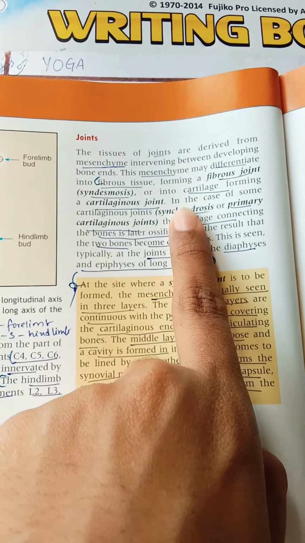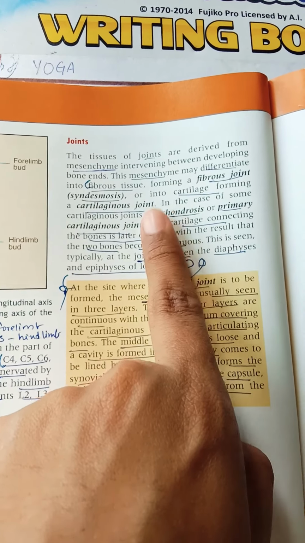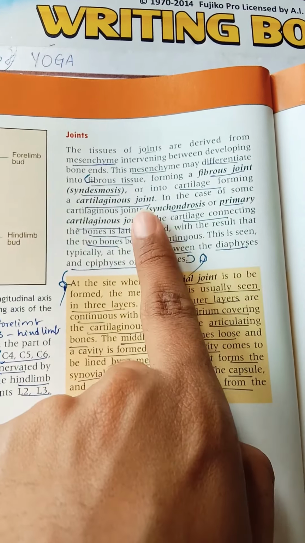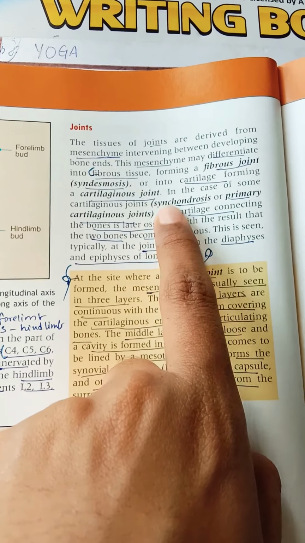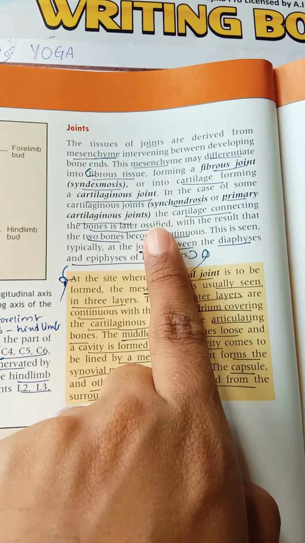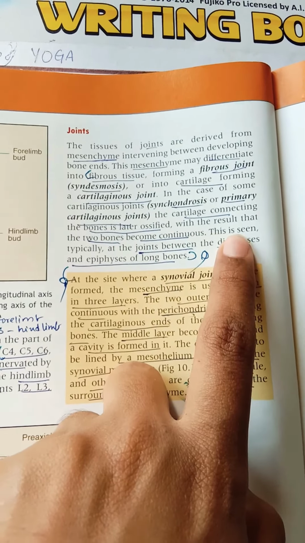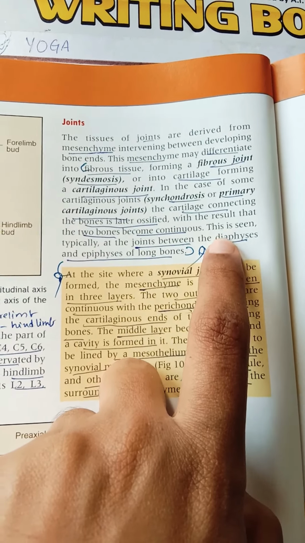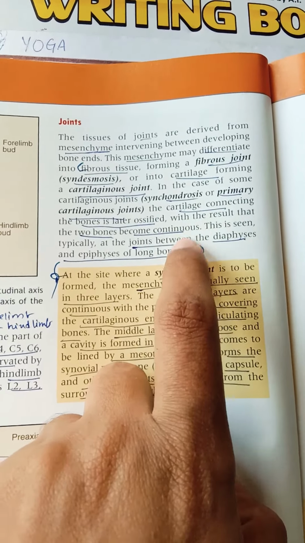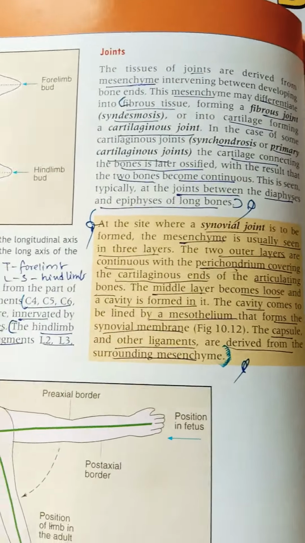The mesenchyme joins as fibrous tissue forming a fibrous joint like syndesmosis, or into cartilage forming a cartilaginous joint. In the case of cartilaginous joints, we have seen synchondrosis and primary cartilaginous joints, where the cartilage connecting the bones is later ossified, which results in the two bones becoming continuous. This is seen typically at the joints between the diaphysis and epiphysis of a long bone.